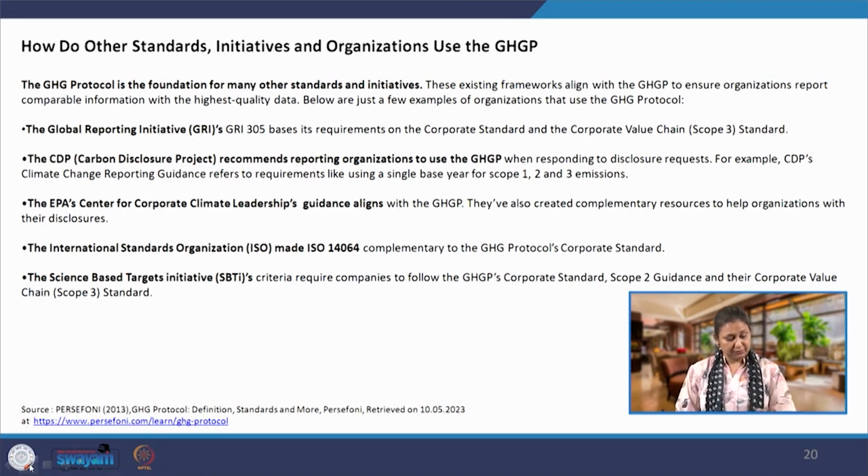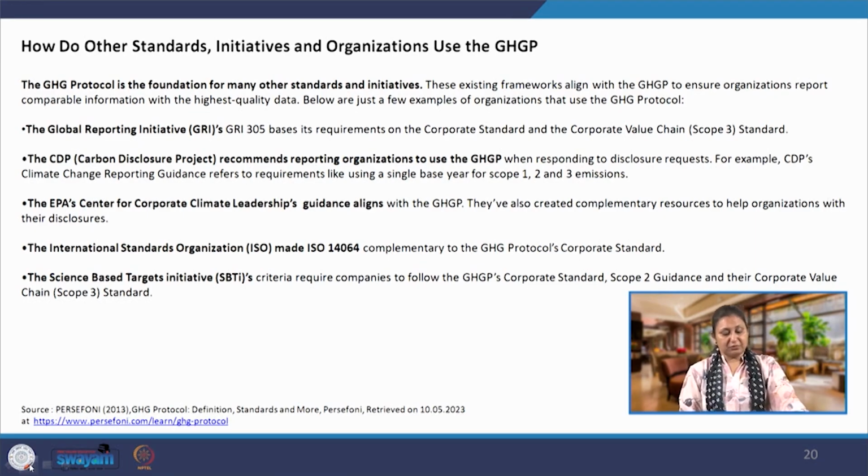Then we also have, which we have talked about, the Science Based Targets initiative, SBTi, and it requires companies to follow the GHGP's corporate standards. So, these are the organizations and initiatives which are actually based on greenhouse gas protocol criteria, and they are helping in accounting of GHG emissions, but the criteria, the protocols and standards remain largely that provided in the Greenhouse Gas Protocol.